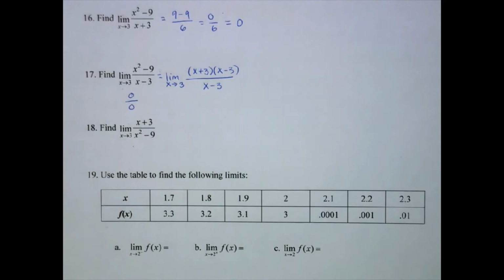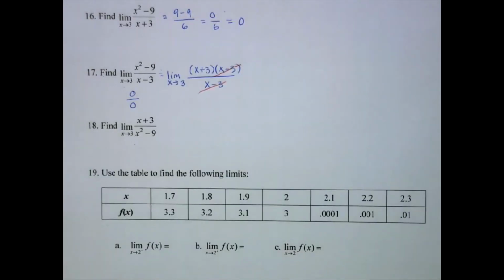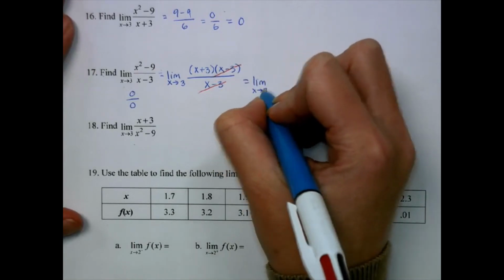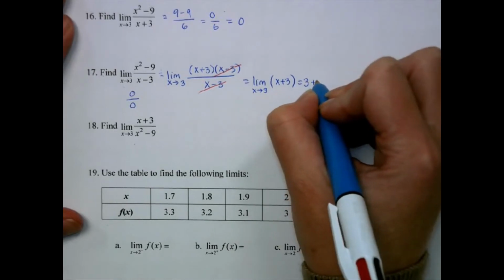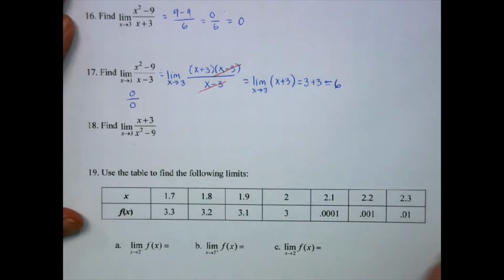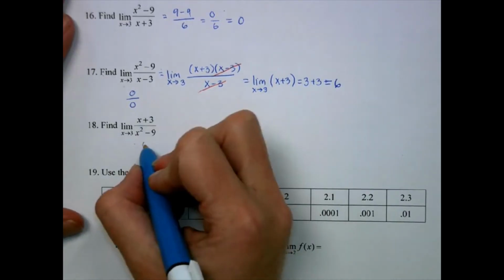So those cancel. So we're left with the limit as x goes to 3 of x plus 3, which is 3 plus 3, which is 6. In this case, I get 6 over 0. So let's see what happens in this case if I try to factor.